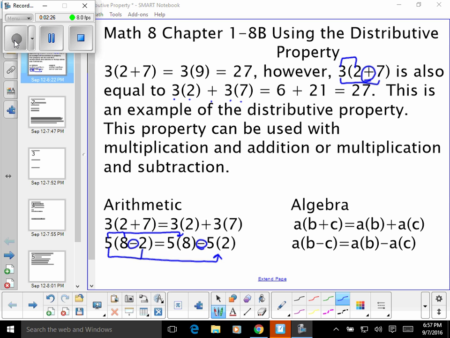This one is used quite a bit in algebra. So if you'll notice, you can take A times B. That's the distribution, to take A times B. Yes, I get my product called AB. Here's the addition. Then I take A, distribute to the C, and I will get A times C. A times B, minus A times C.